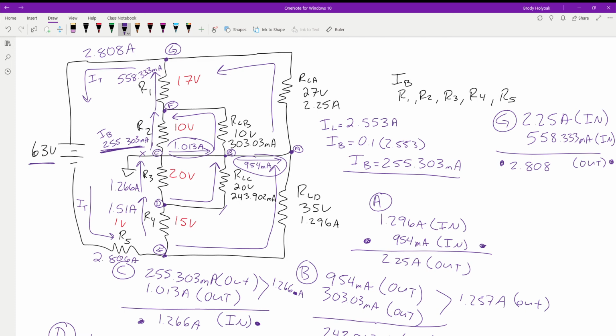So with that, we now have our currents, we now have our voltages. Now we can just use Ohm's law to solve for the resistance values. All right, so Carson, go ahead and do R1. Fallon, do R2. Jessica, do R3. Morgan, do R4. And Max, do R5.